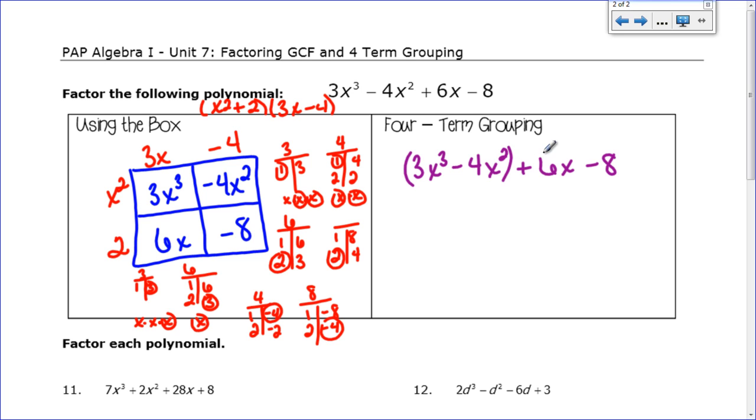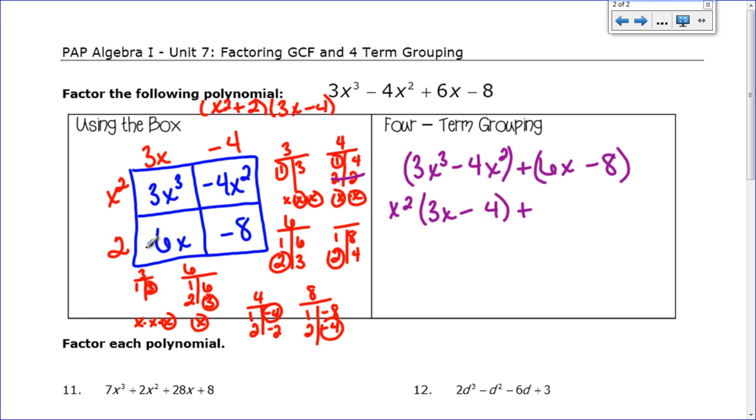These 2 group together. These 2 group together. And then I'm just going to work with one group at a time. So I'm going to start with that 3x cubed minus 4x squared, which happens to be this row of the box. And I've got to pull out its greatest common factor. Well, the good news is we already took care of that over here. And the only thing these 2 terms have in common is that x squared. Now, since I already took care of this over here, I will write down what was left after I took out the 1 and the x squared. Well, this one had a 3 and an x left. And this one had the minus 4 left.